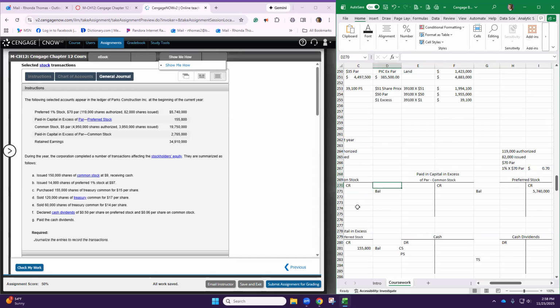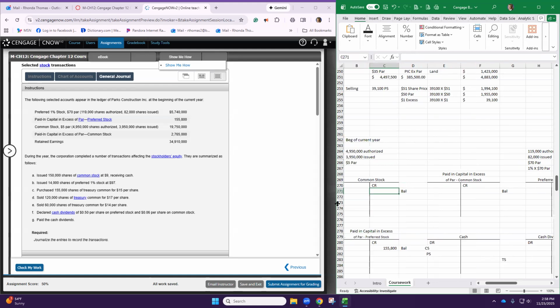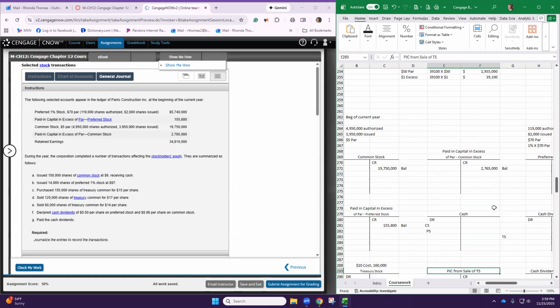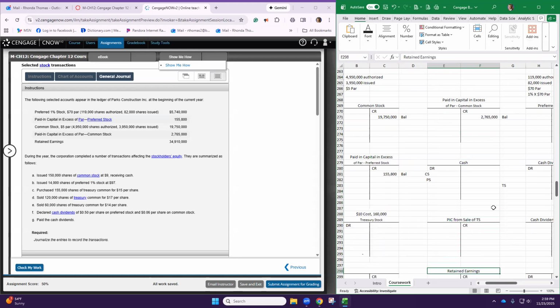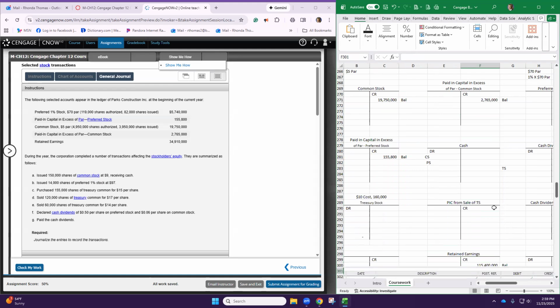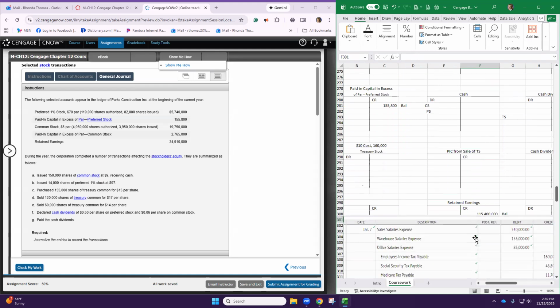All right, so now I'm going to put the balances in. So the balance for common stock is 19,750,000. And then it's paid in capital in excess of par that goes along with it, 2,765,000. We come down here to retained earnings. Okay, retained earnings should be down here. And we're going to put in an amount.